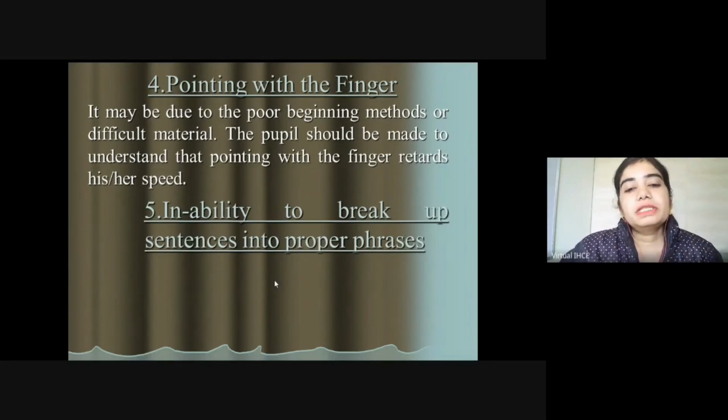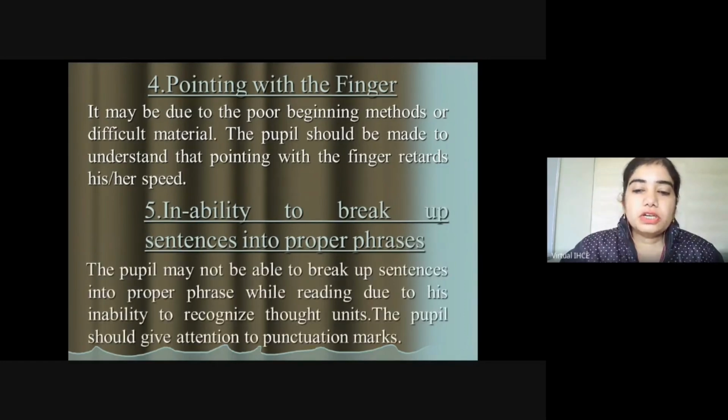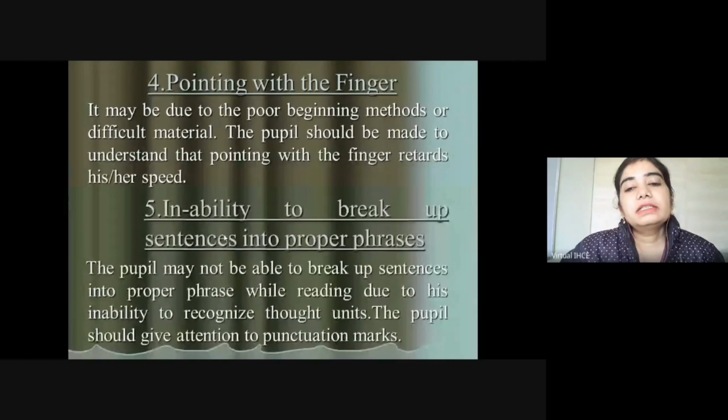Inability to break up the sentences into proper phrases. The students are not able to break the sentences. They are not able to take proper pause where they have to take pause. Okay, and they just stop after every word when they are reading. There is no proper rhythm while reading. So inability to break up the sentences is another obstacle while they are reading.